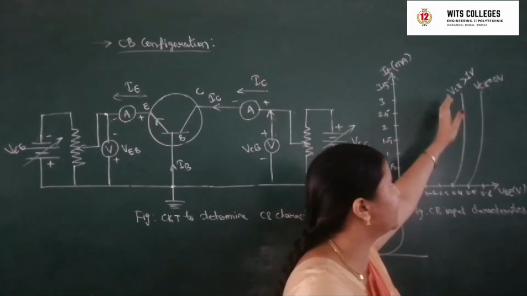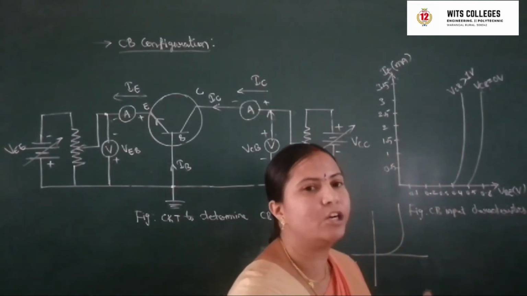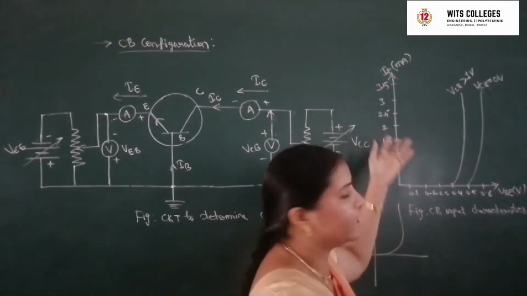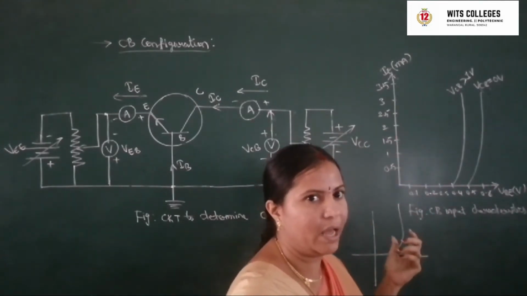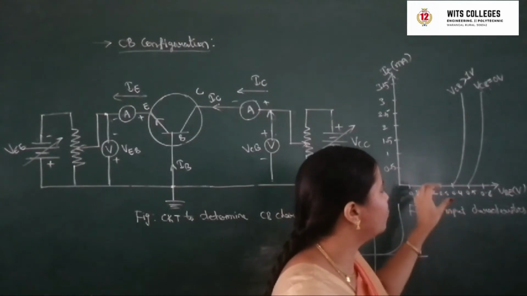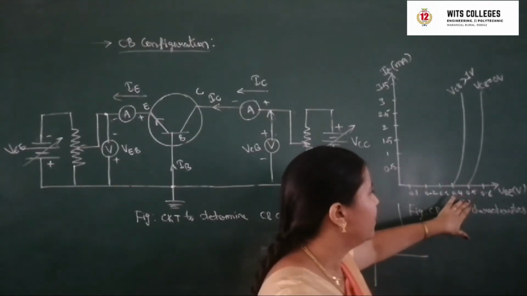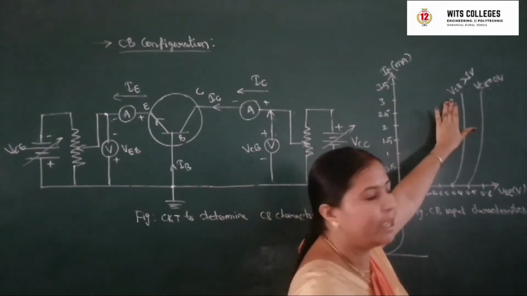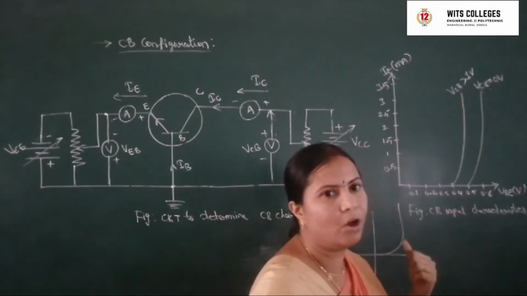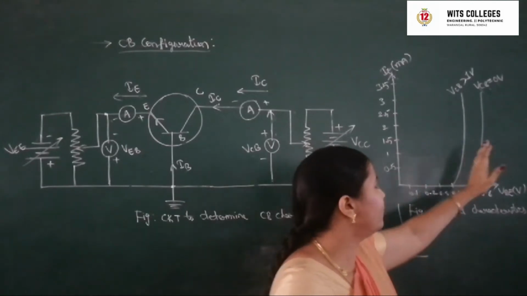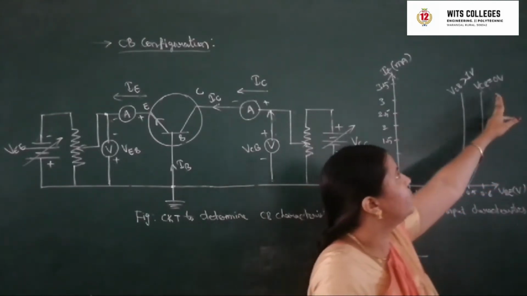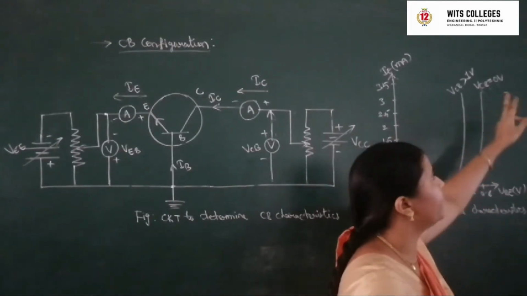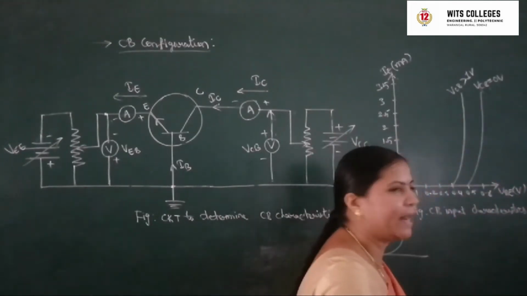As you are increasing the collector to base voltage and varying the base emitter voltage, you will get the collector current values. So at this condition, if you draw the curve between base emitter voltage and emitter current at constant VCB equal to 1 volt, for higher values of VCB the curve will shift to the left of the VCB equal to 0 curve. So this is the input characteristics.